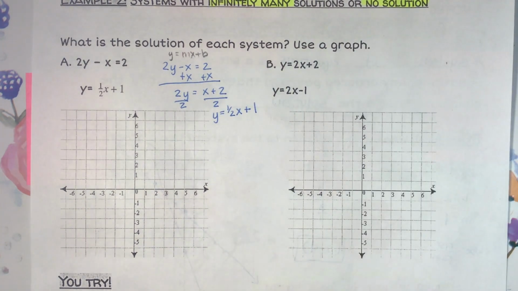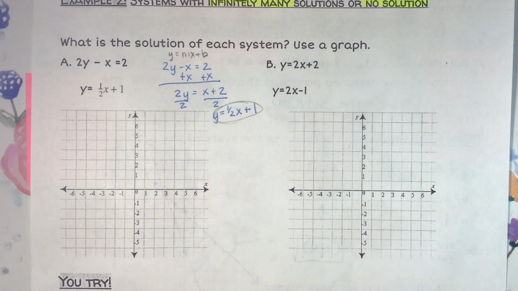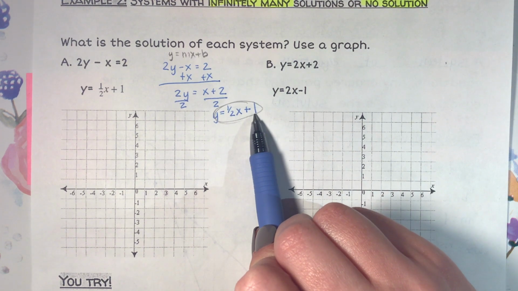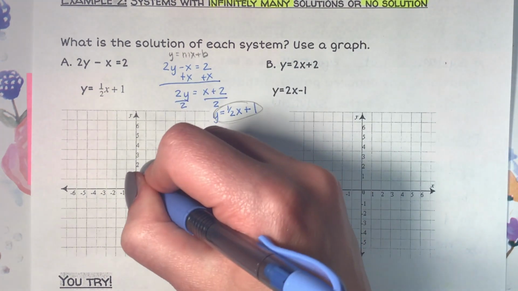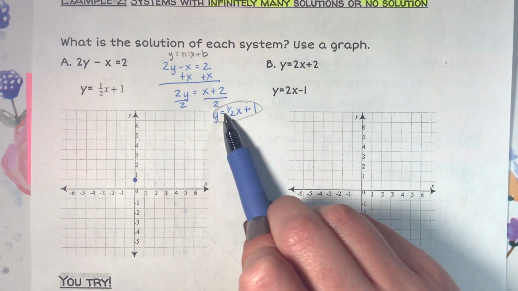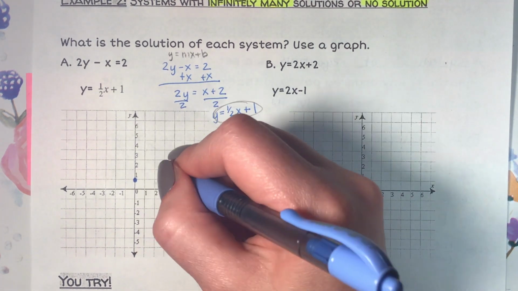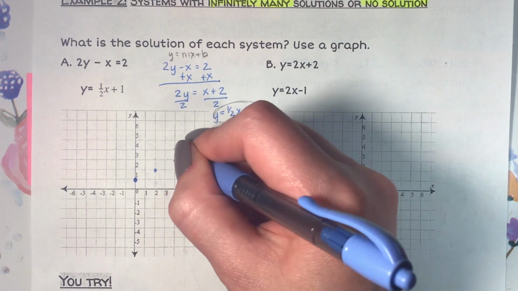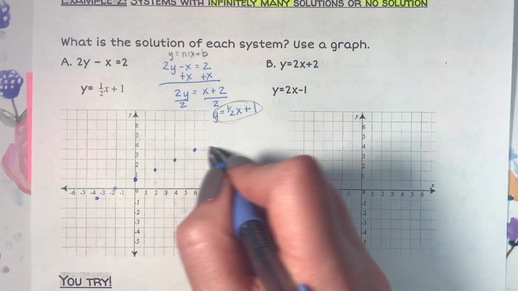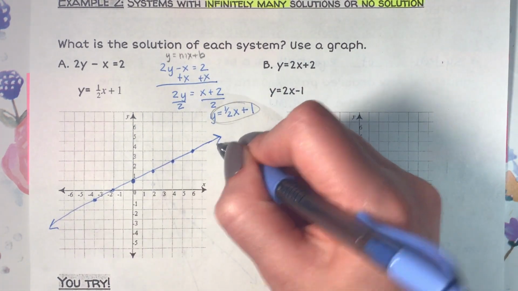Okay, now I have my equation. I'm able to graph it. So I'm going to first start with my y-intercept at 1, and then it has a slope of 1/2. So that means rise 1, run 2. So up 1 over 2, up 1 over 2, up 1 over 2. Down 1, back 2, down 1, back 2. So now I'm connecting the dots.